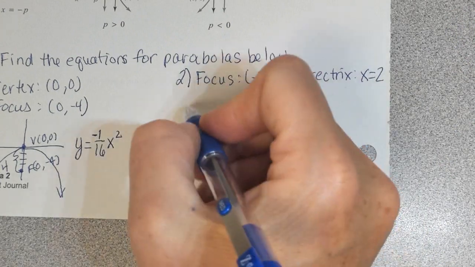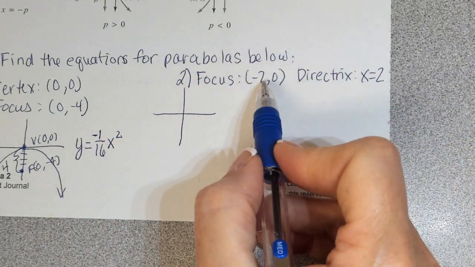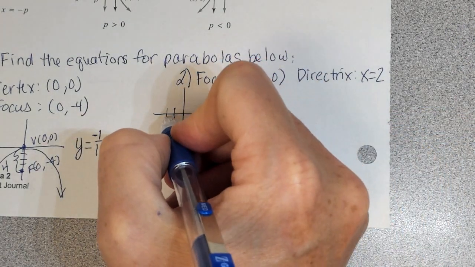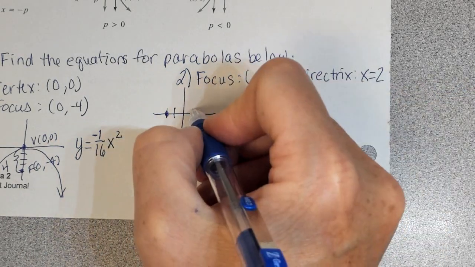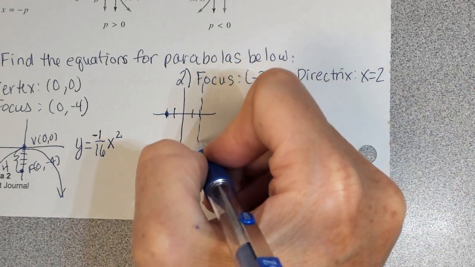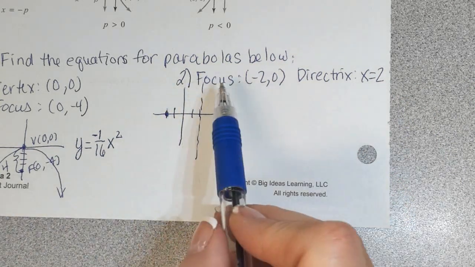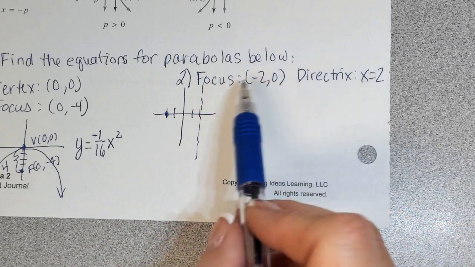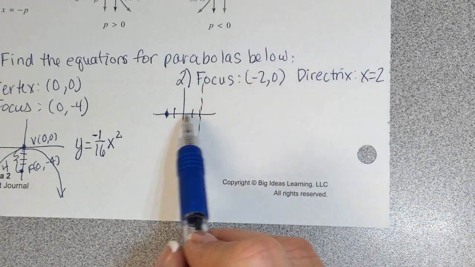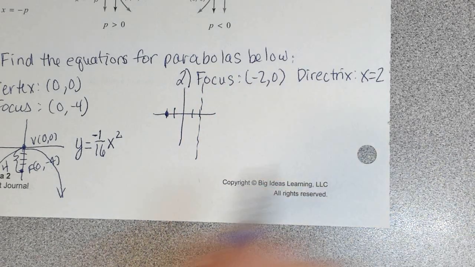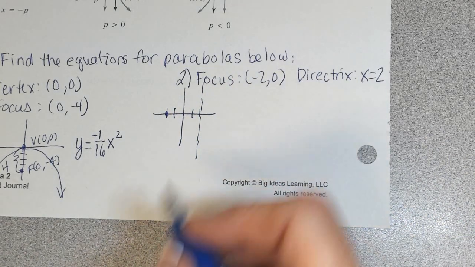Again, I would recommend you draw a little picture. It helps so much. So if our focus is at negative 2, 0, and our directrix is at x equals 2, this is the way it's going to look. Now, remember how the vertex has to be right in the middle of these two, because it has to be equidistant from each of them. So where's our vertex going to have to be? 0, 0.